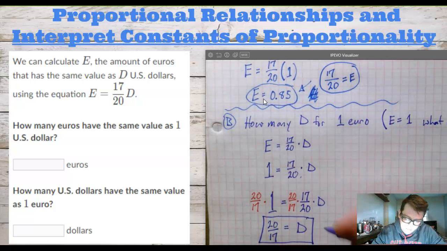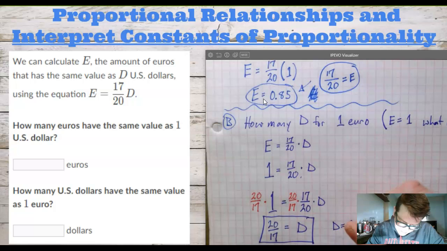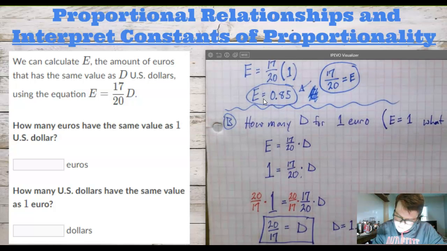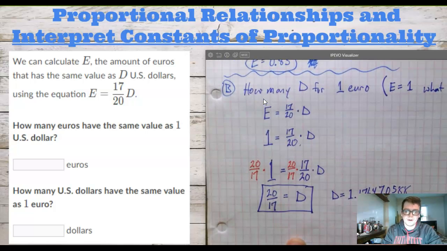Down here, if we look at the decimal value of this, oh, it's going to be gross, I think. Yeah, this is 1.176470588, and it probably keeps going. This is a gross number. Don't use the decimals if you don't have to. 20/17 is way nicer.